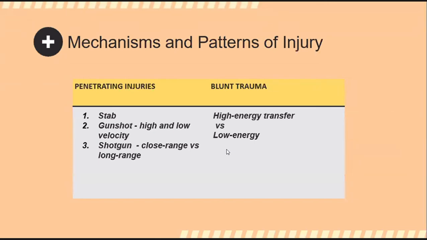So these are the types of penetrating injuries. You have your stab, your gunshot, your shotgun. For blunt, any high energy transfer, like from mauling, or any force applied to the body that causes injury to intra-abdominal or intra-thoracic organs.